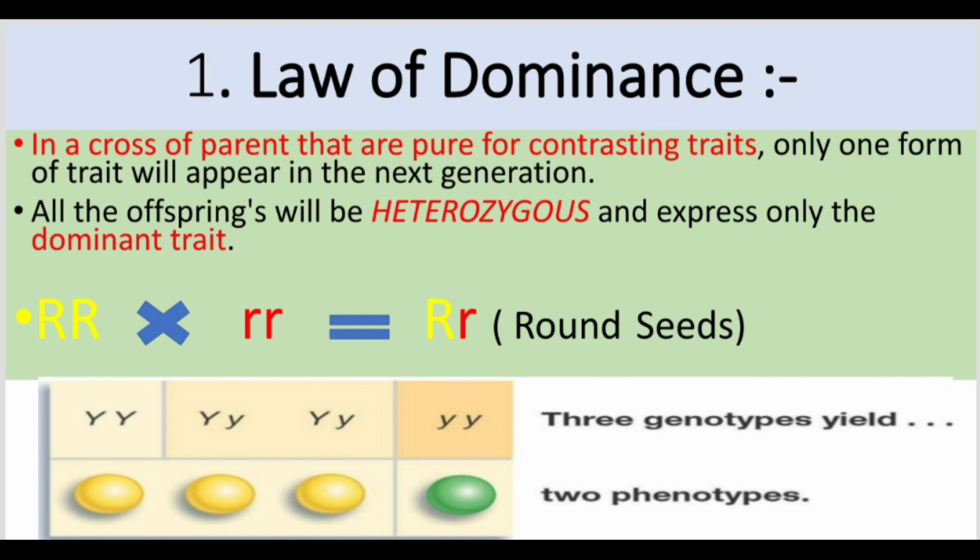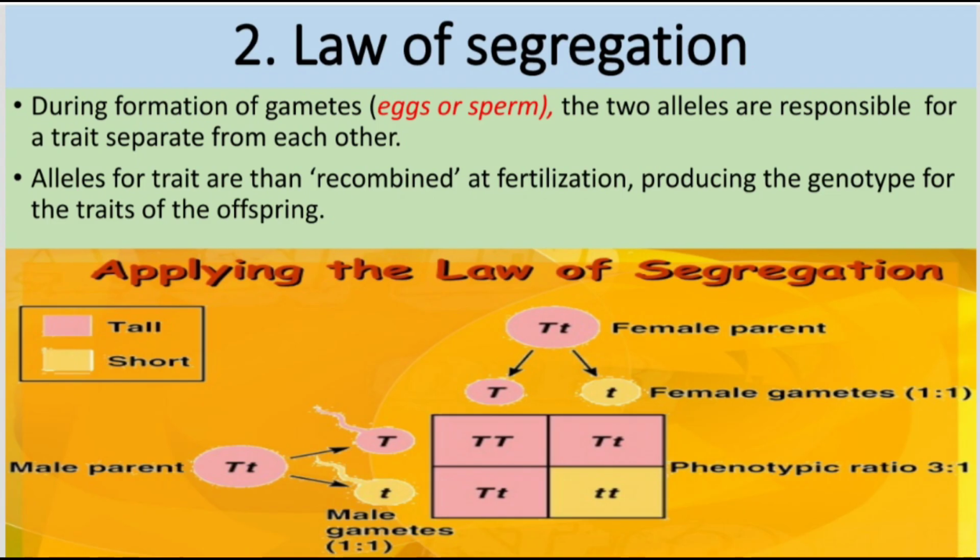For example, R, which is for round, and r, which is for wrinkled. So, we will get heterozygous round seeds, R and small r. We can see another example given below with Y and small y. Capital Y denotes the yellow color and small y denotes green color. So here we get 3 genotypes and 2 phenotypes.